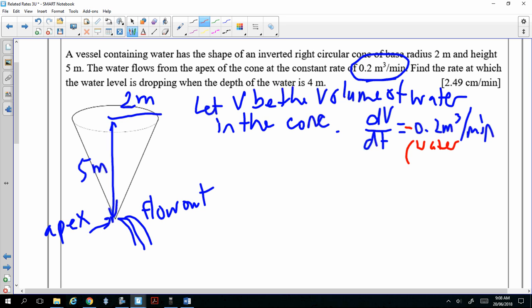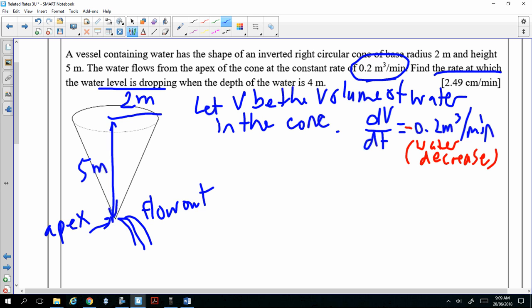Okay, good. So what do we do next? We got the dV/dt. Now we need to find the rate at which the water level is dropping when the depth of water is 4 meters. So we have to find the level of water.